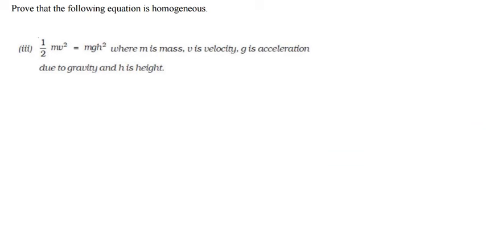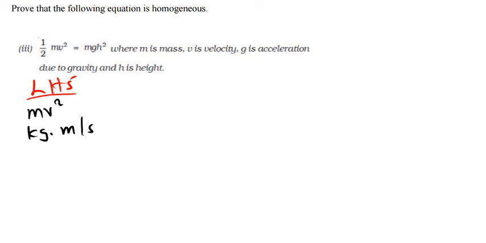Then we have another question which is saying prove that the following equation is homogeneous. Proving, you just get the right hand side. So this is a constant. I will not tamper with it. I will just have m v squared. So I need to write the left hand side. Left hand side we have m v squared. m is kg, and v is meters per second.